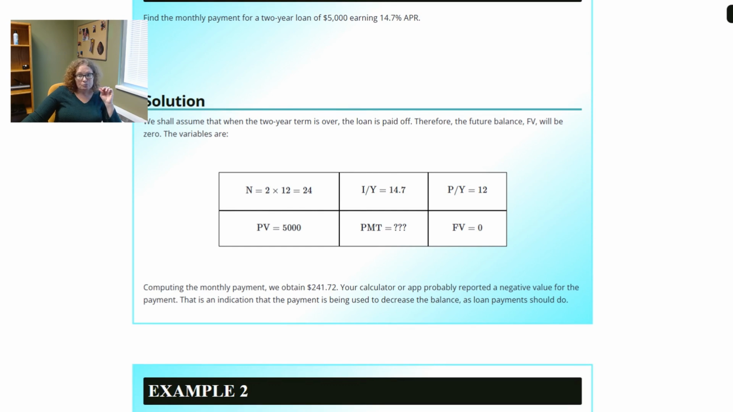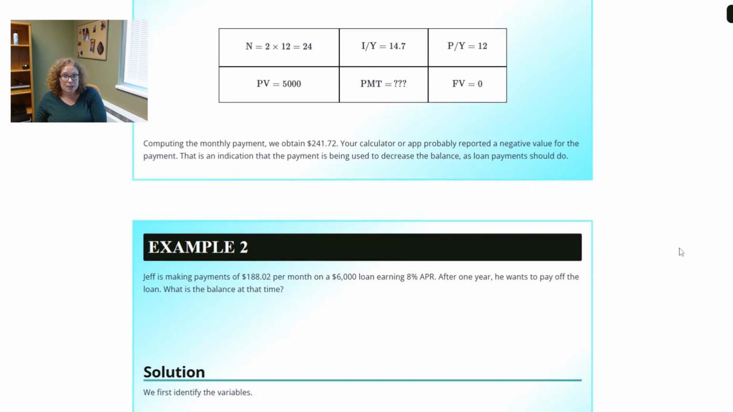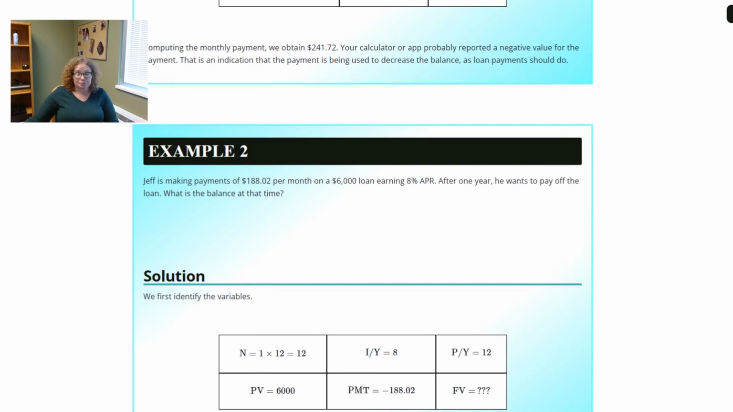$241.72. Take into consideration that when you do some of these, your calculator might show a negative value, but it's not negative technically because it's a decrease to the balance. Excuse me, and that's what loan payments do. You can also look at that in a different way.